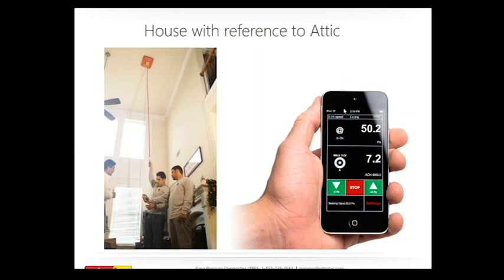Here we obviously have an Apple phone, so you can get it on the Apple Store. I think it's the iTunes Store. Excuse me, because I'm an Android guy. But you can also get it on your Android phone. Now, if you're in the attic, or on top of a ladder and you only have one gauge, you can connect to that gauge, see what the readings are, and make sure that your fan is still running at 50 pascals.